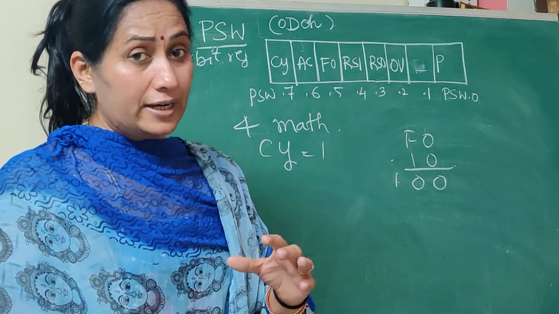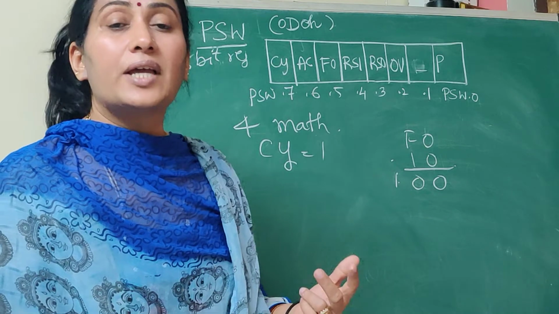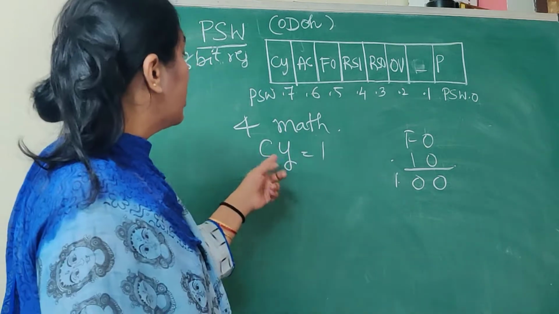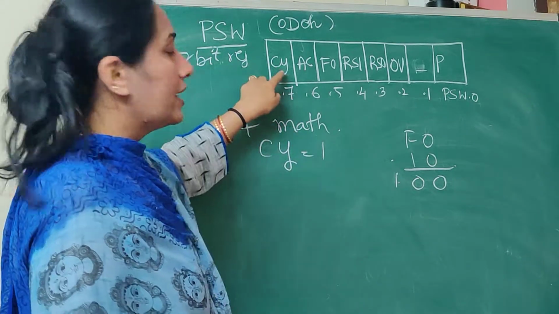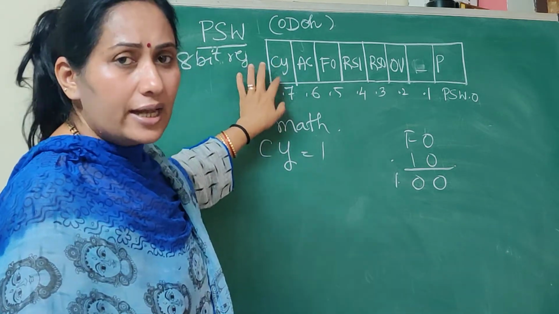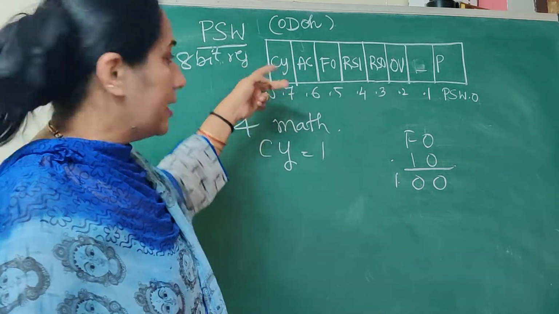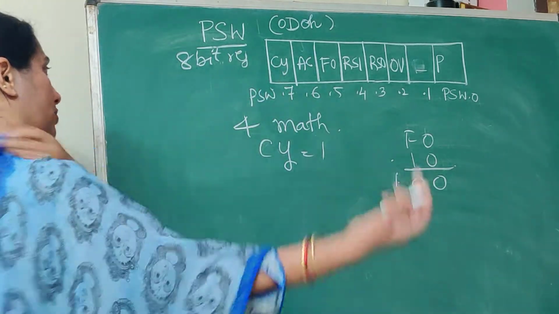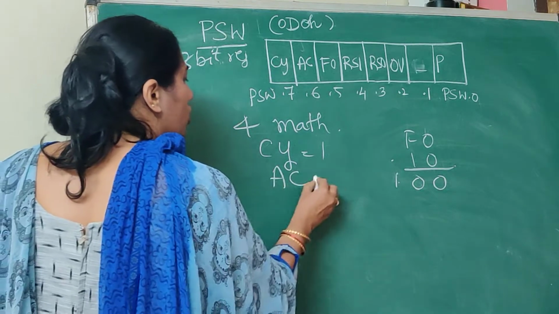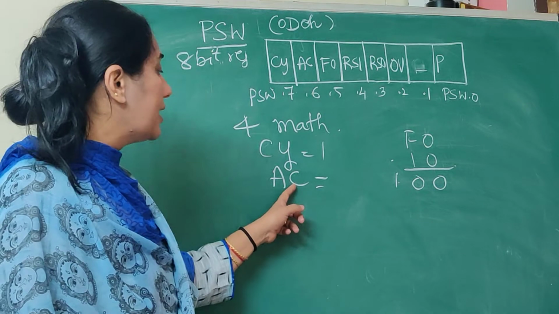That means if I deduct a bigger number from a smaller number, then I require a borrow. That borrow will be reflected here in the carry flag itself, whether a borrow is needed or not. Next one is going to be the auxiliary carry. What do you mean by this auxiliary carry?